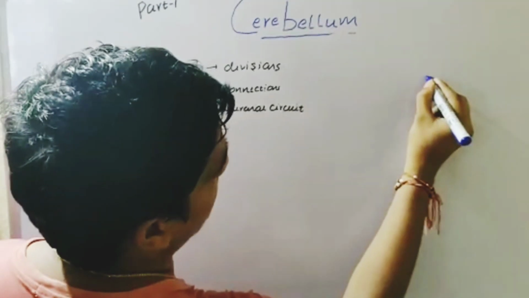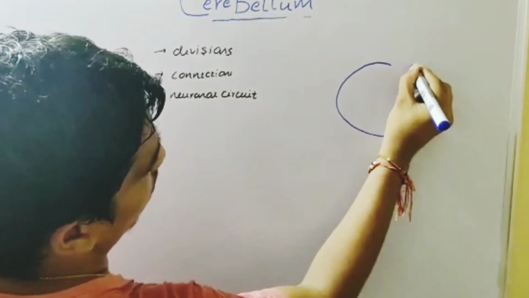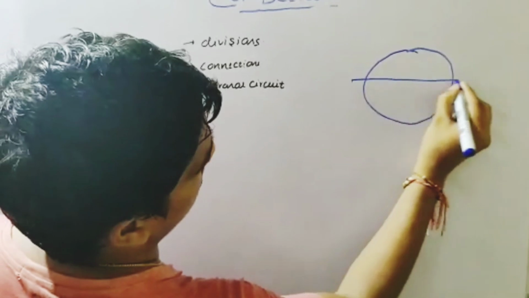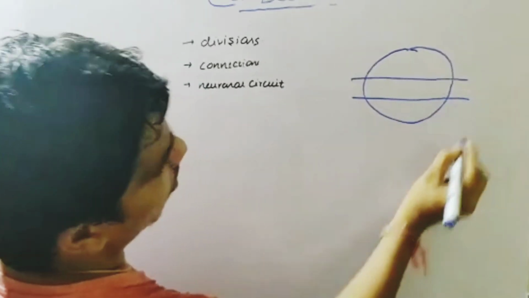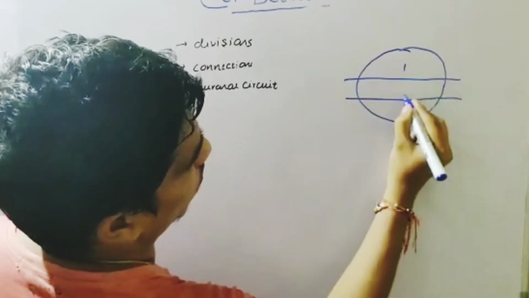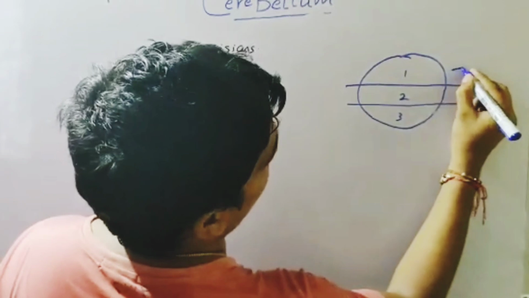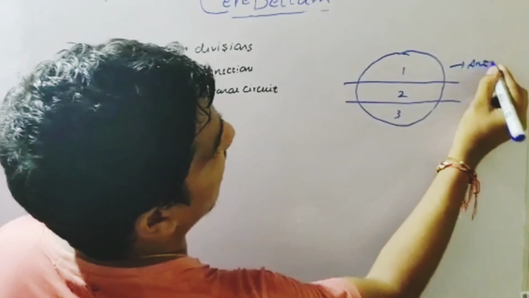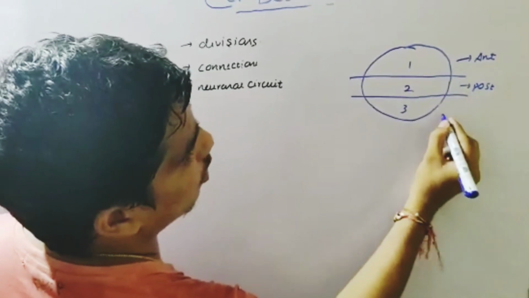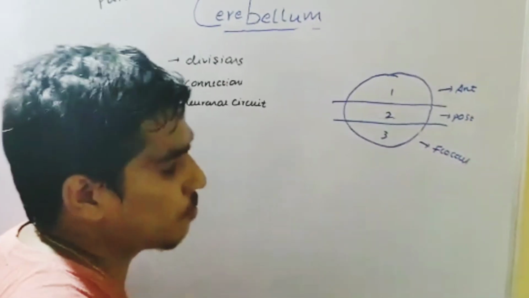Imagine the shape of a cerebellum as circular. Now, this circle is divided by 2 transverse fissures. How many lobes could you see? 1, 2, 3. Say along with me. The first lobe is otherwise called the anterior lobe. The second lobe is otherwise called the posterior lobe. The third lobe is otherwise called the flocculonodular lobe.